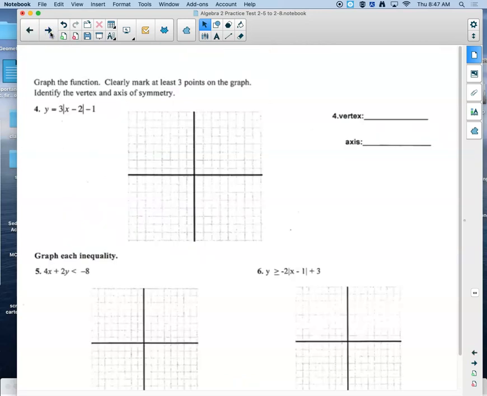Oh, graphing. We're good at this. Graph the function. Clearly mark at least 3 points on the graph. Identify the vertex and the axis of symmetry. Before we start graphing, because I know some of you are already doing it, talk to your chicken wing elbow partner about the shape of this graph. What do you know about the shape of this graph?